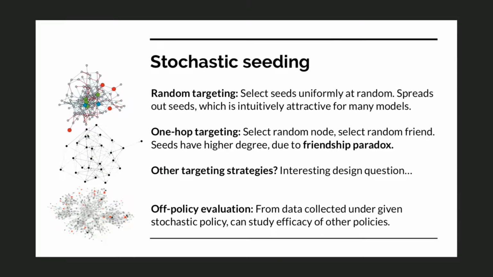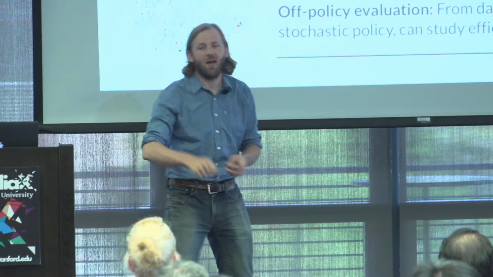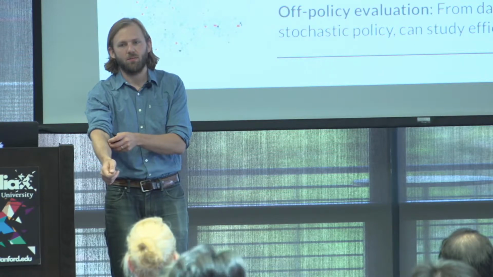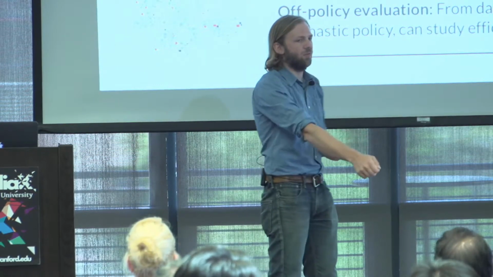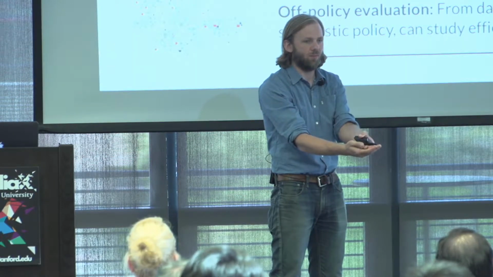So the main clever idea that's been deployed in a number of these field experiments is this idea of exploiting what's called the friendship paradox. I'll describe the strategy first, then I'll describe what the friendship paradox is. The strategy is you rock up into the village and you say, can you refer me to a random friend? And then that's the person you give the intervention to. So you take a random person, you pick a random friend, and that's who you give the product to.